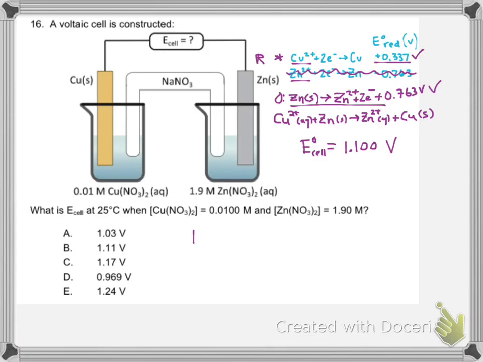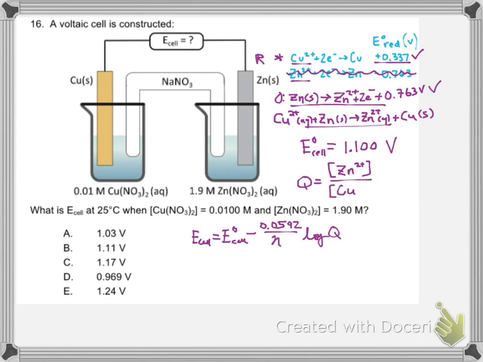So remember, Nernst says that E cell is equal to our E standard of the cell, minus 0.0592 divided by the moles of electrons transferred in the balanced reaction times the log of Q. So before we do anything else, let's solve for Q here. We can use our overall reaction that we figured out before, and we can say that Q is equal to the concentration of products, which is the zinc 2+. Remember, solids do not factor into our Q expression, over reactants, the copper 2+.